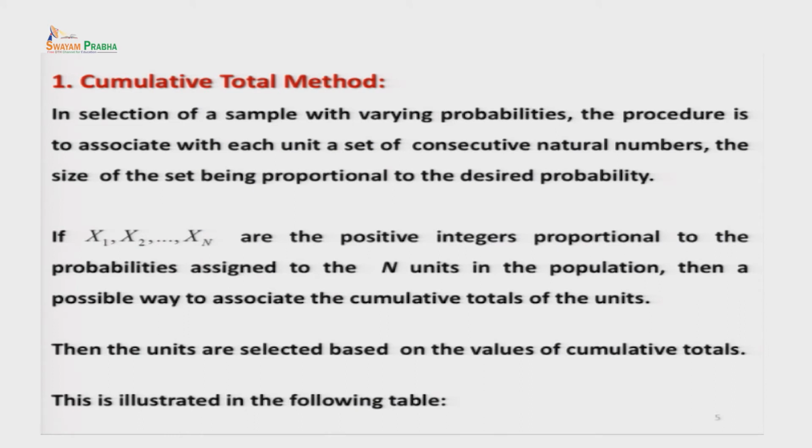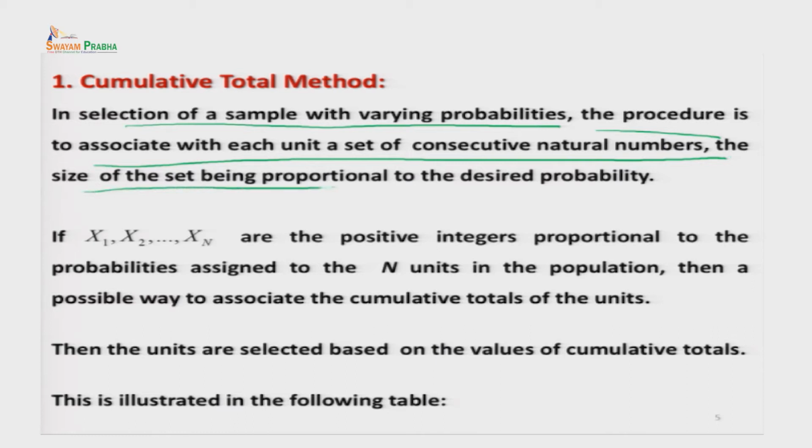That we are now going to, I will try to show you. So, in the selection of such a sample with varying probabilities, the procedure is to associate with each unit a set of consecutive natural numbers, the size of the set being proportional to the desired probability. Do not worry, that is a very simple thing. Believe me, as soon as I show you the procedure, all this statement will become very easy for you to understand.